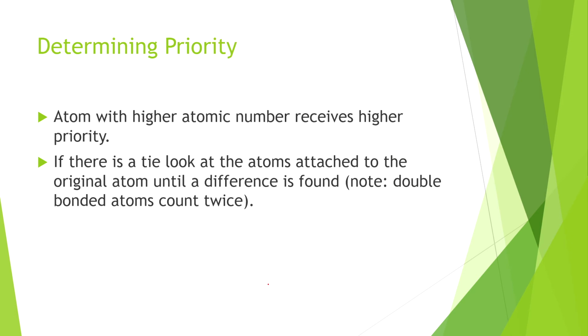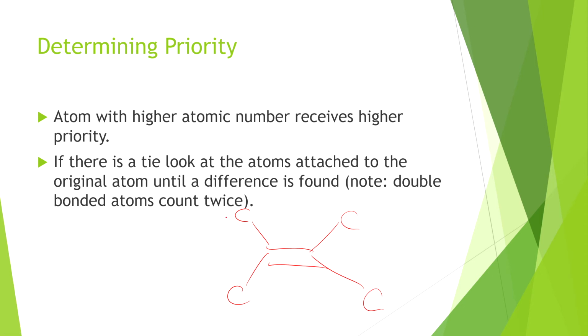Now the second rule is a bit more complicated. If there's a tie, what this means is, let's just say we have a double bond over here and 4 groups attached. All 4 groups start with a carbon. That means there's a tie. We then look at the atoms attached to the original atom until a difference is found.